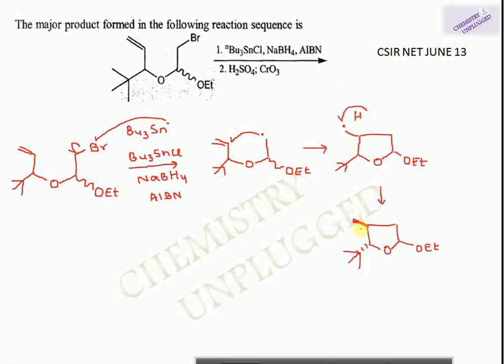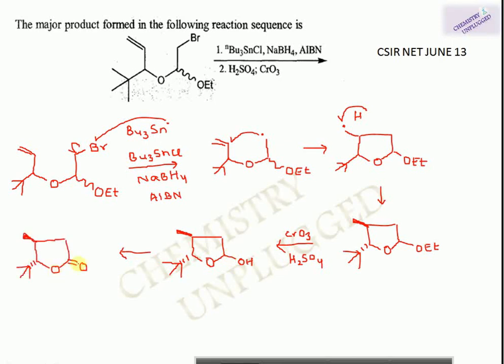We can also write it down like this, because if one bulkier group is above the plane, the other will be below the plane, to avoid steric hindrance. So it can also have a structure like this. Now we are using H2SO4 and CrO3. It is also called Jones reagent. We have also discussed it. So it can convert this OEt group first into alcohol, and then this secondary alcohol will be converted into ketone. So this will be the final product.